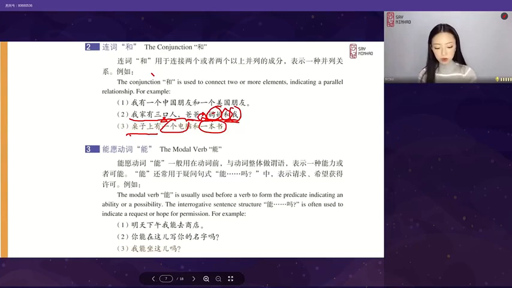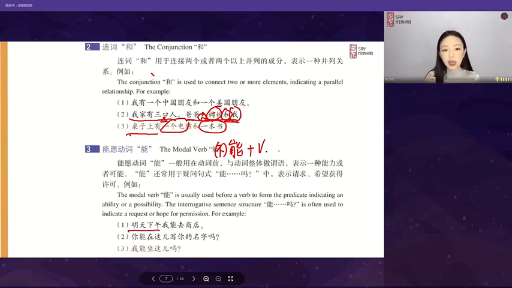Okay, now let's move on to the next one. The modal verb 能 is always used before the verb. The structure it makes is 能 plus a verb. 能 means can do something. And the negative form of it is 不能. We put a 不 before it. Okay, for example, this one.